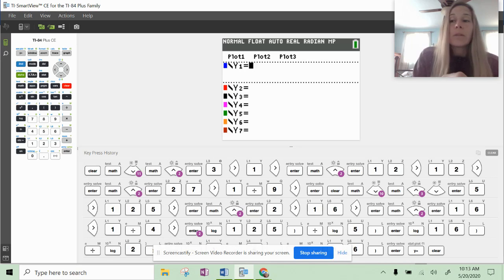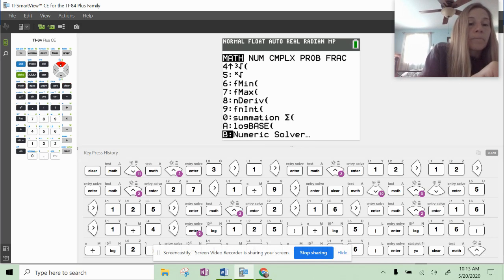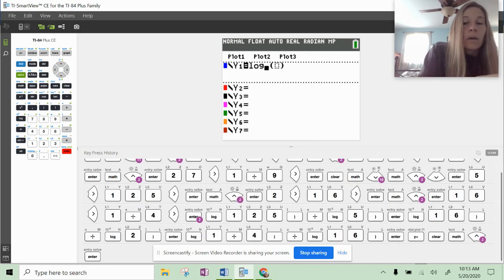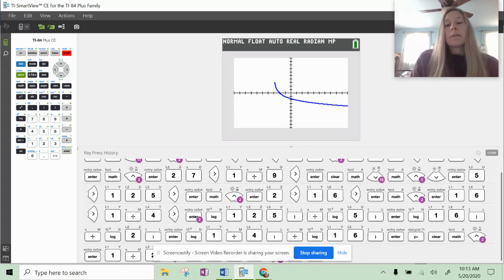Obviously, I just did the whole page without a calculator, so you don't need it. But if you were going to type this in and you wanted to type in, let's say, number 4 exactly the way it was just written, you would go into your math, go to your log base. Our base was 1/2, so I'm going to type in 1/2 there. And then in here you had x plus 3. And then you would just graph it, and you should be able to see the graph like that.